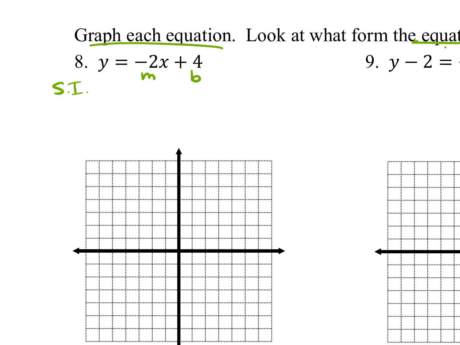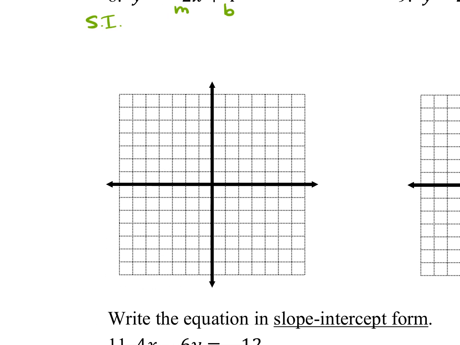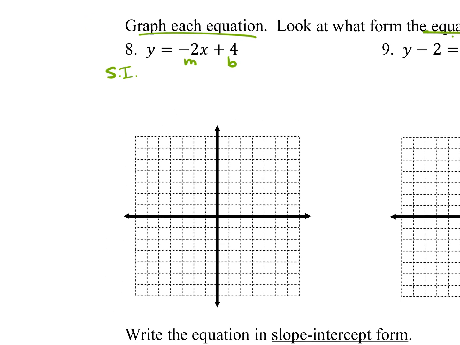In slope-intercept form, you should be plotting the y-intercept first, okay? So my y-intercept is a +4. That means from 0, 0, I'm going to go 1, 2, 3, 4 up. Then from there, a slope of -2, so that's like -2 over 1. So you're going to go down 2 to the right 1 and plot a point there.